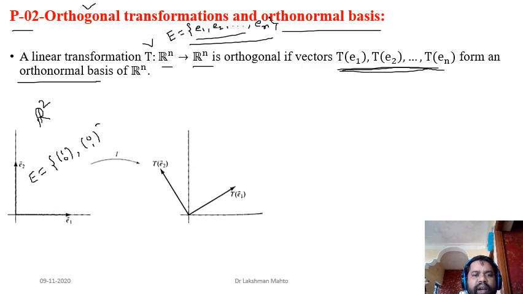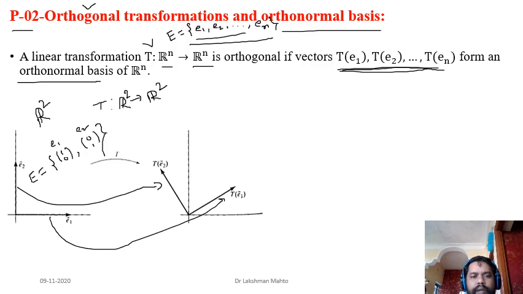So find the images of E1 and E2 under this orthogonal transformation. T is a given orthogonal transformation from R2 to R2. Definitely it would be given here. When you are trying to construct an orthonormal basis with the help of an orthogonal transformation, T must be given. This one is E1, this one is E2. So here you can observe that E1 has been mapped to T of E1 and E2 has been mapped to T of E2. And again you observe that the angle between E1 and E2 was 90 degrees, and the angle between T of E1 and T of E2 is again 90 degrees.